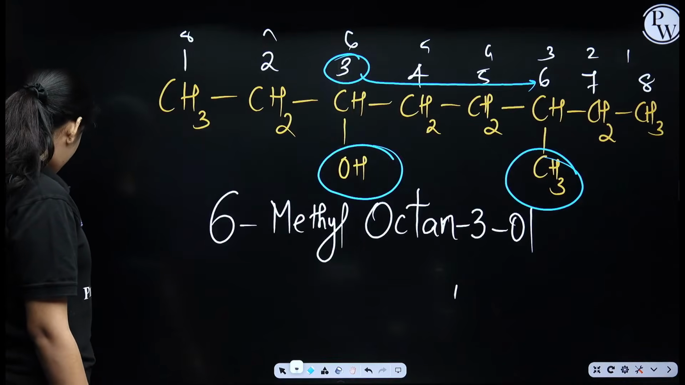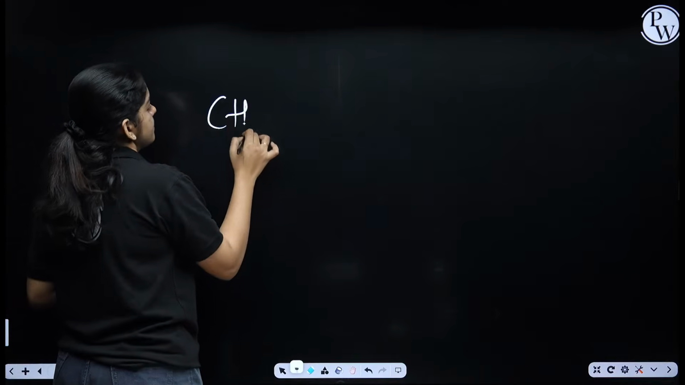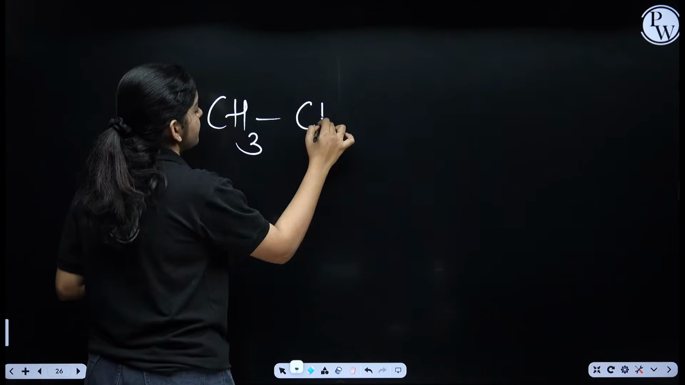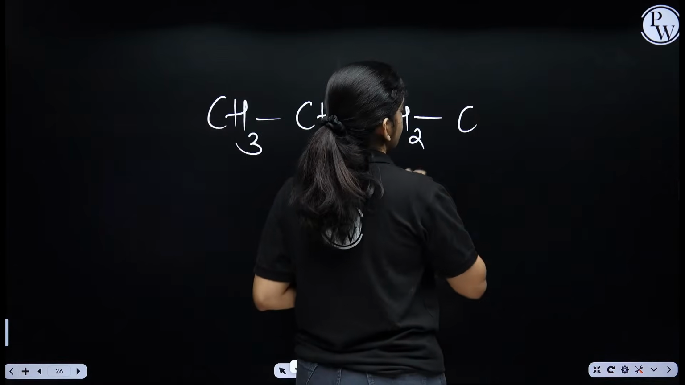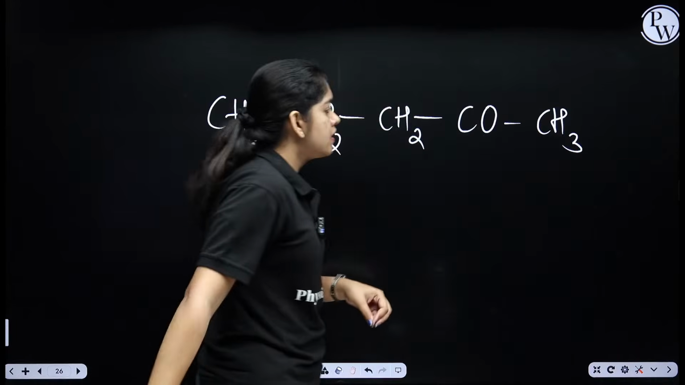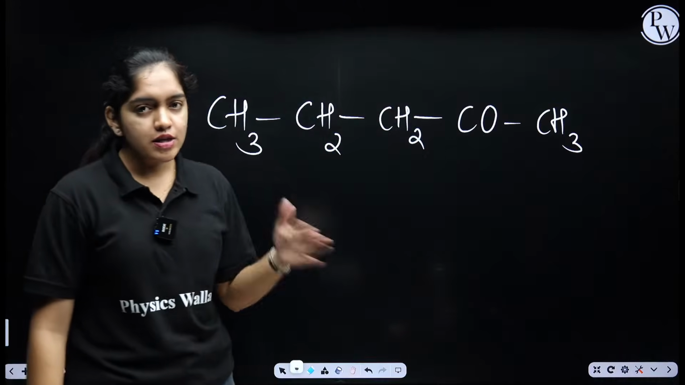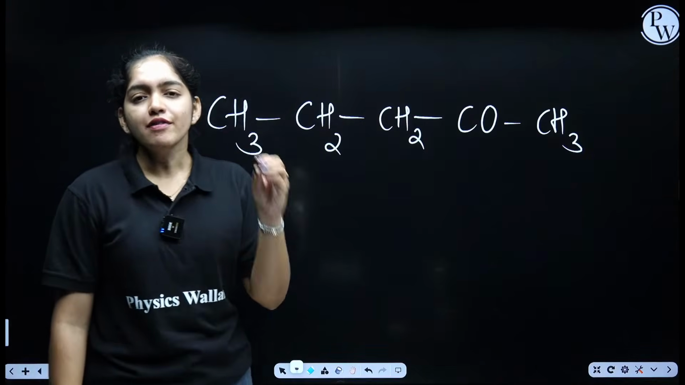Now, we can go to the next question, a simple one. CH3, CH2, CH2, COCH3. This is a very simple one. First, check the longest chain. If any functional group is present, the functional group should get the lowest number. Here, one functional group is present.